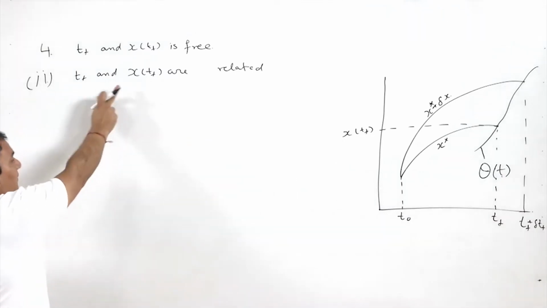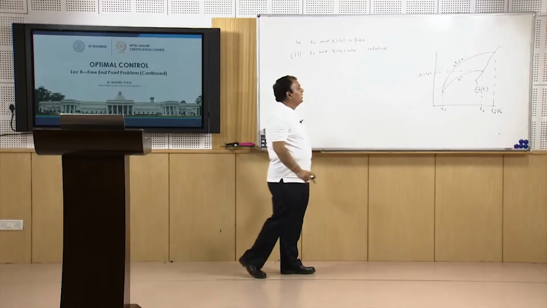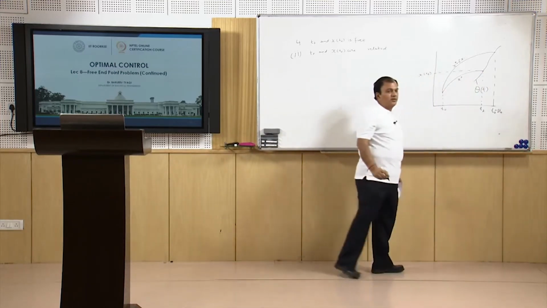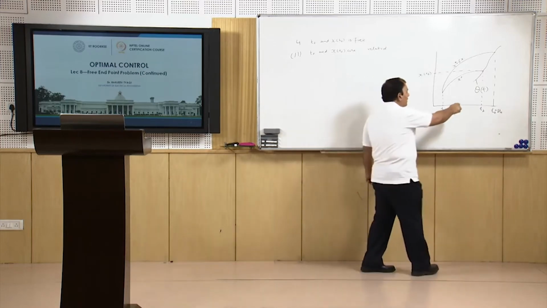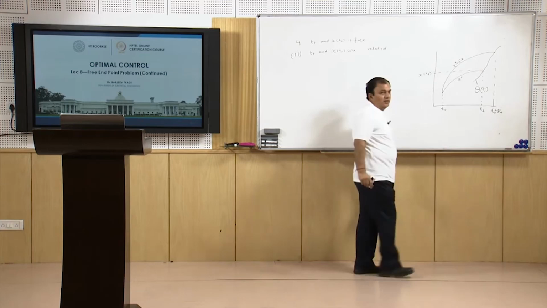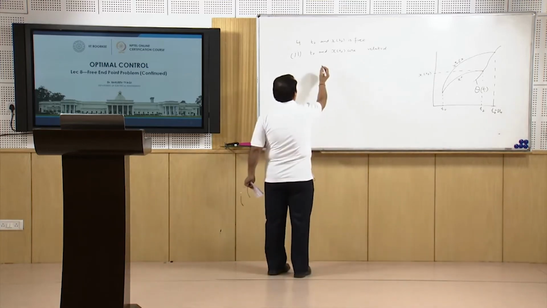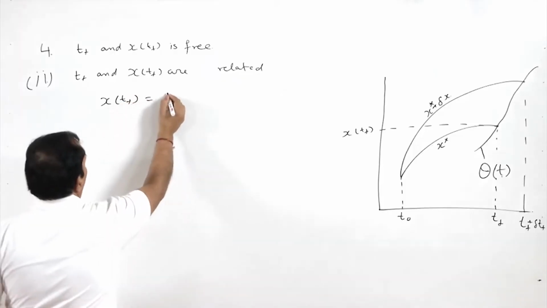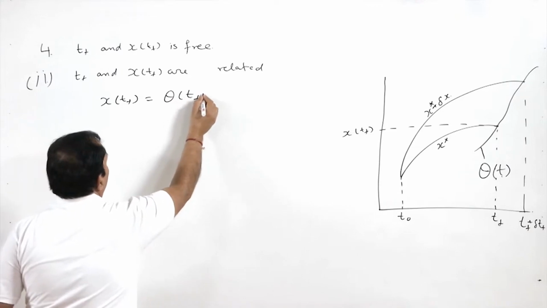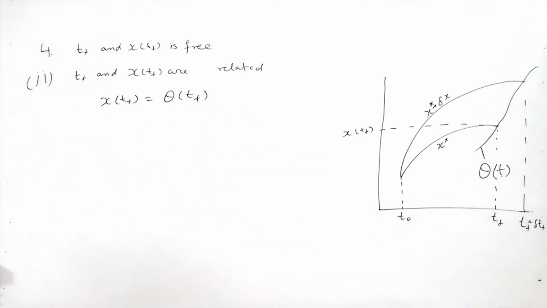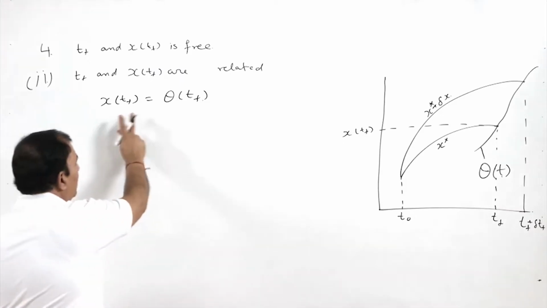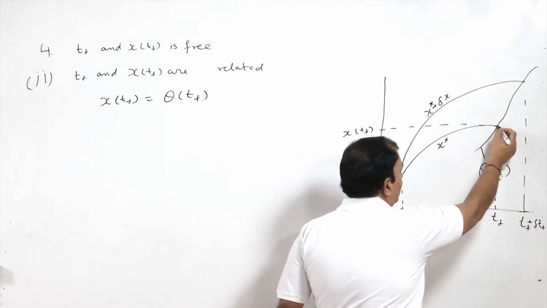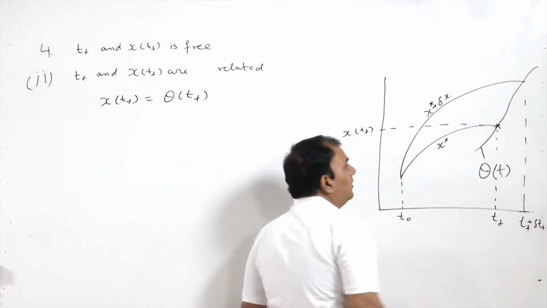As we are saying TF and the XTF are related to each other, let us say my optimal trajectory terminates at a curve given by theta t. In this case my X of TF will be equal to theta of TF. So, my XTF will be equal to theta TF. This means at the end point my trajectory is terminating at this given point.